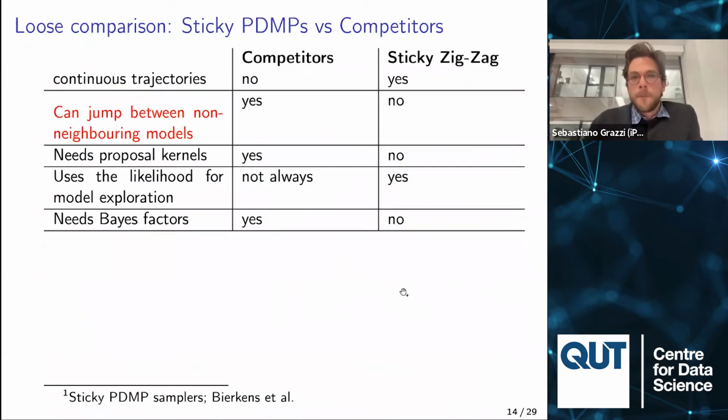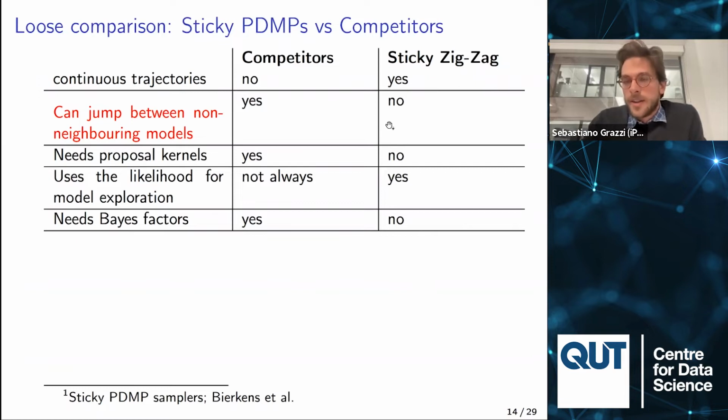Right. Now I'm approaching variable selection from a PDMP perspective. So I'm not an expert on variable selection, but from what I could see in the literature, I could somehow compare with the competitors, let's say. Something unique, I think, of PDMPs is that they have continuous trajectories, while all the competitors usually are discrete Markov chains.